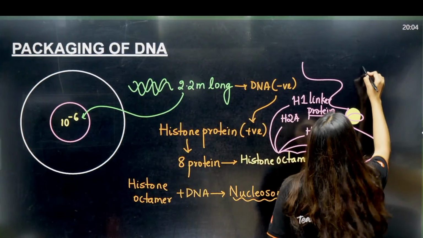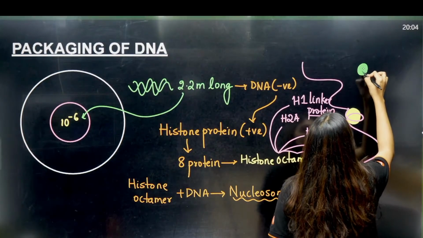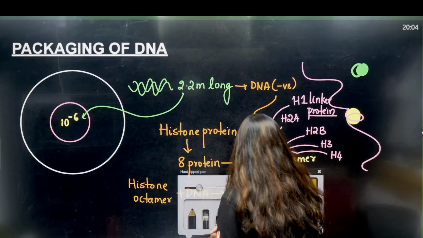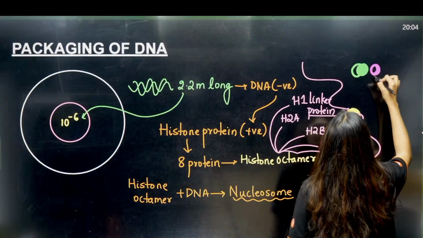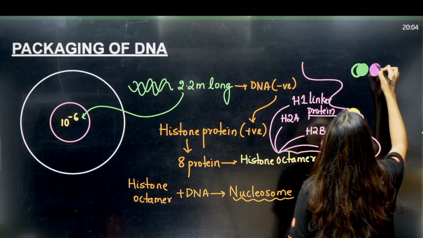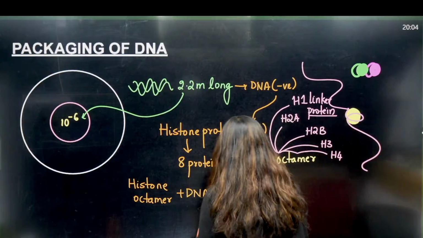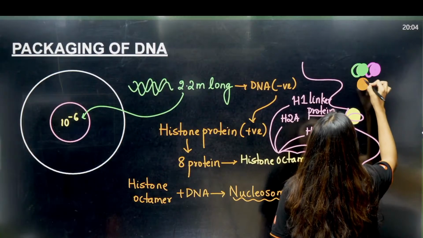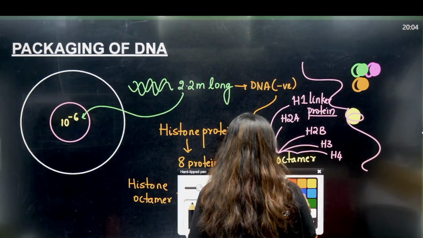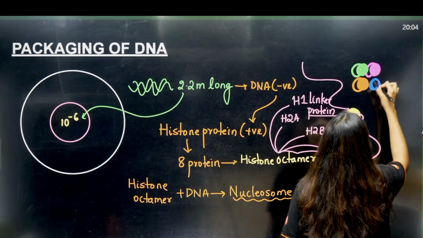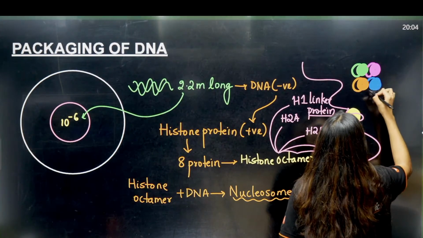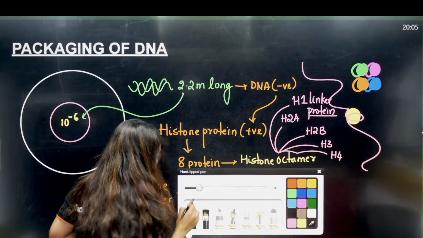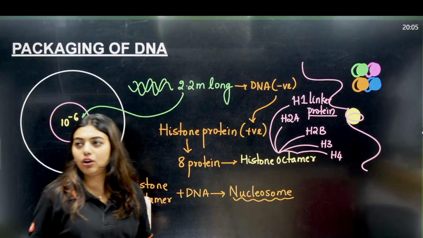So let's draw a small structure. This is your histone H2A. This is H2B. This is H3, and let's say this is H4. So can you see they have formed an octamer, not just one. They have formed 8 of them.